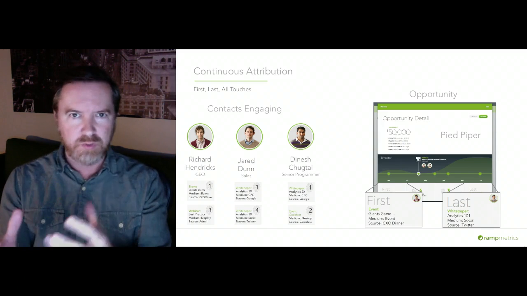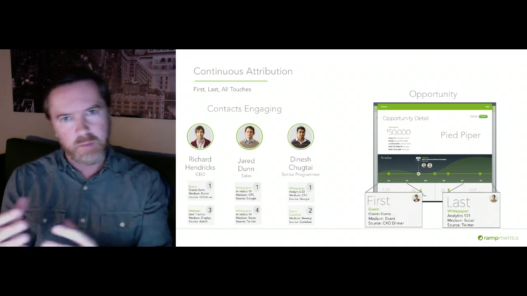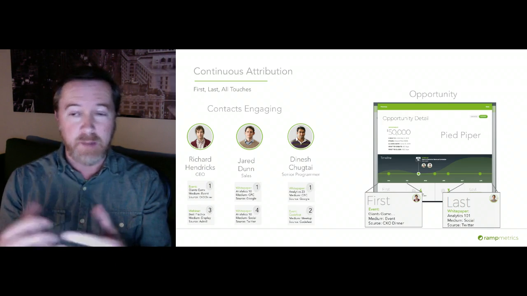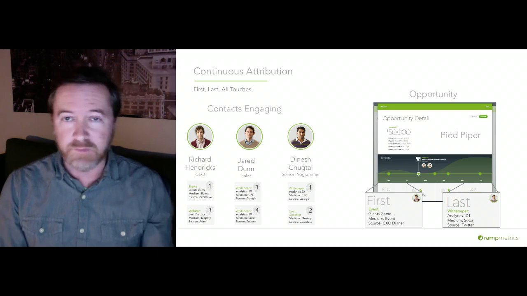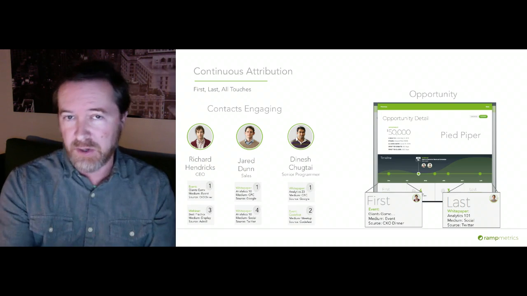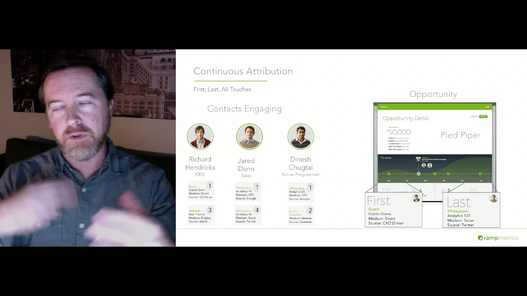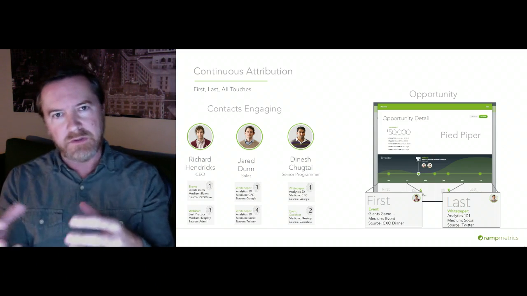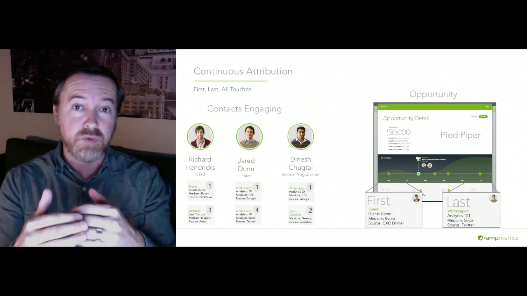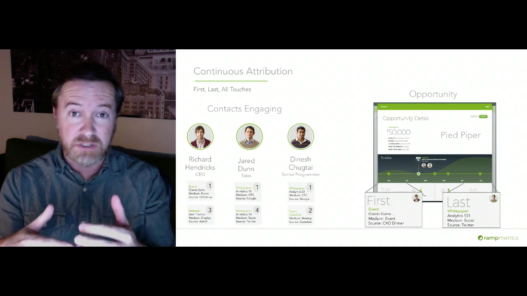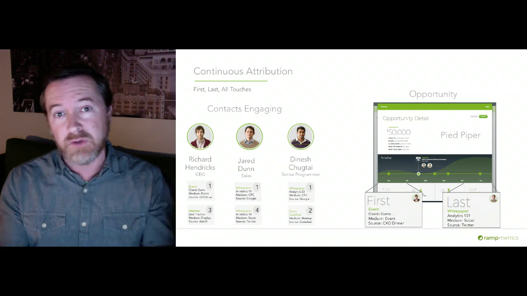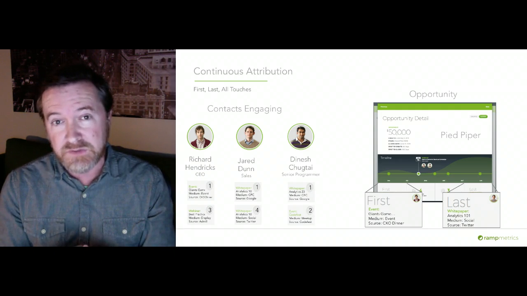So what are the questions we want to know? Like, what was the first? What was the last? And keep in mind, it's a really dynamic environment. When this opportunity first started, it was just with Richard, the initial introduction, and then Jared got introduced, and Dinesh got added on later on. So the number of people influencing this deal is changing and is dynamic. Also, the number of touches for each of the individuals is potentially rapidly changing, going from 1 touch to 2 and on and on. It's possible for each of these individuals to have anywhere from 5 to 15 touches.